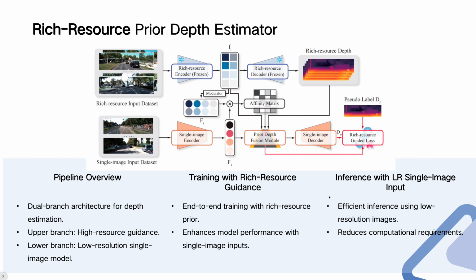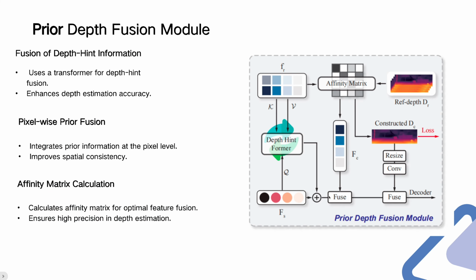A crucial component of our method is the prior depth fusion module. This module performs two types of fusion: pixel-wise fusion and depth hint fusion. The pixel-wise fusion fills in missing information in low-resolution images using corresponding rich resource data. The depth hint fusion captures prior information from the entire reference dataset in an attention-based manner.